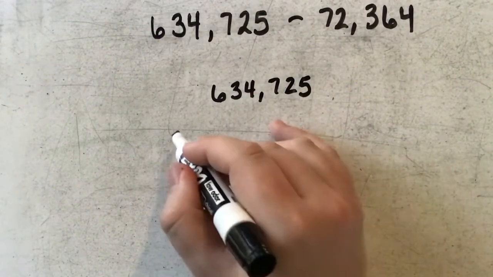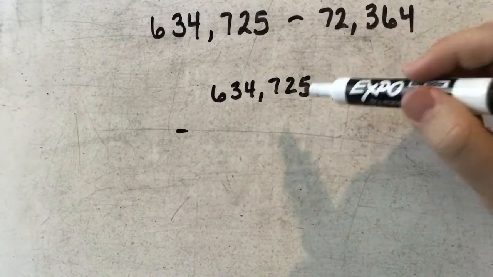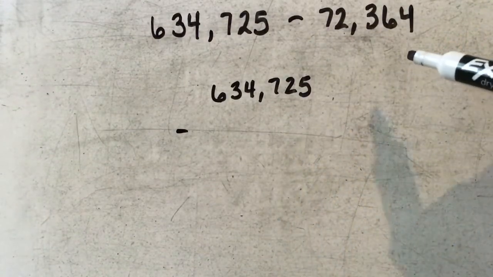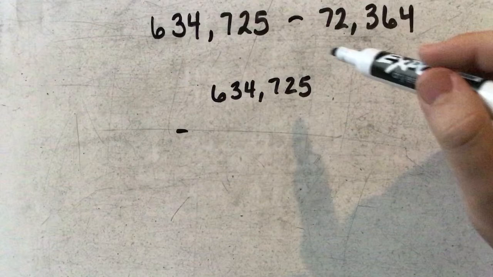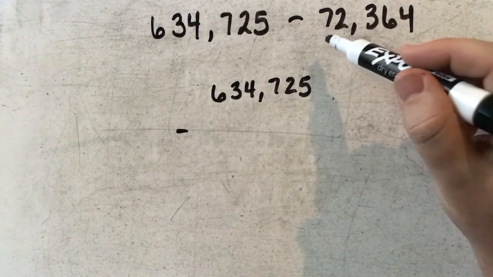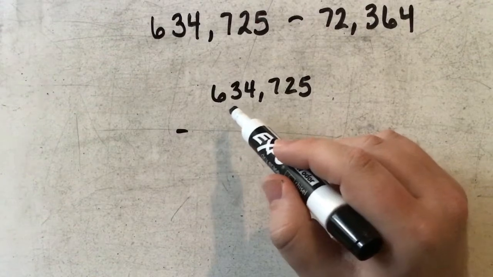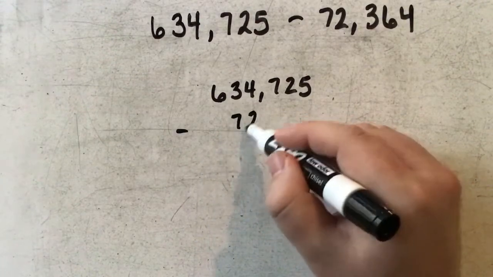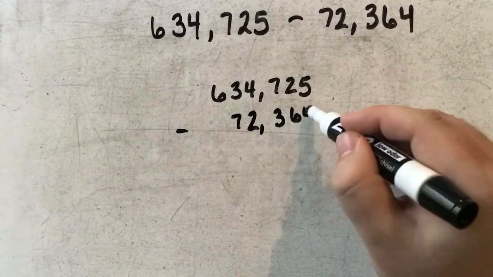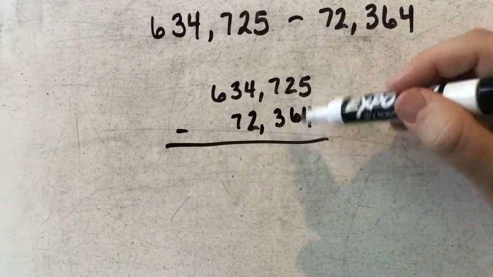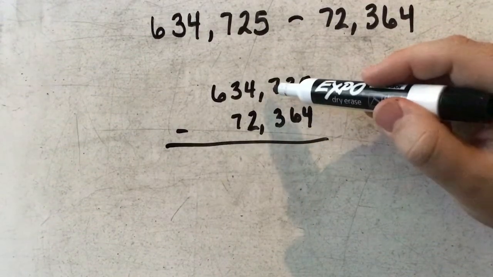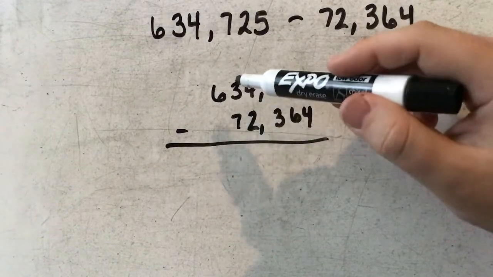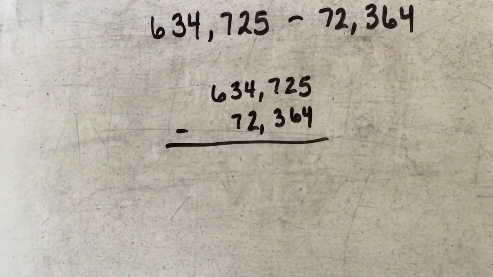634,725. And then I'm going to list the second number directly underneath my first number, but again, I also want to make sure that I am lining up the place values in their correct spot. So this starts in the 10,000s place, so I'm going to list that under the 10,000s place in this number. So 72,364 would again align by place values. So 5 and 4 ones, 2 and 6 tens, 7 and 3 hundreds, 4 and 2 thousands, and 3 and 7 10,000s are all lined up underneath each other.